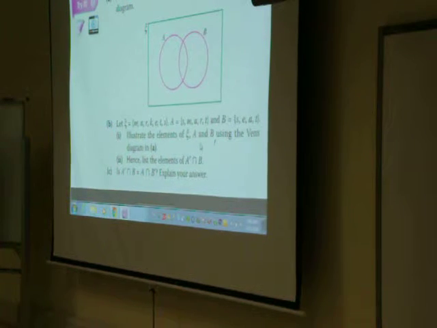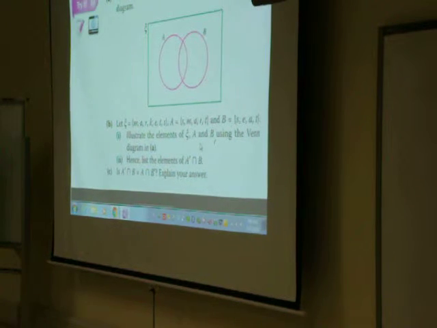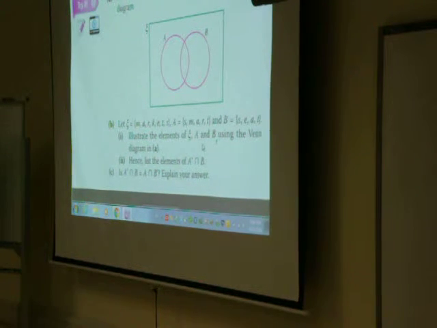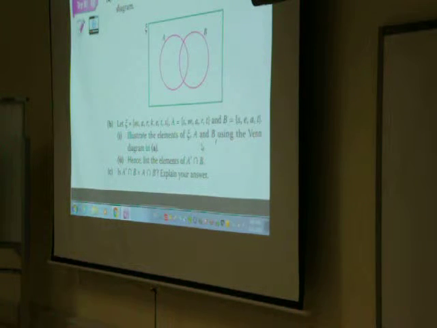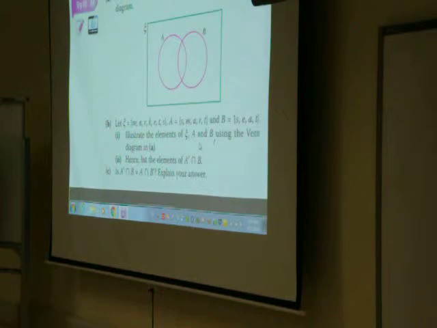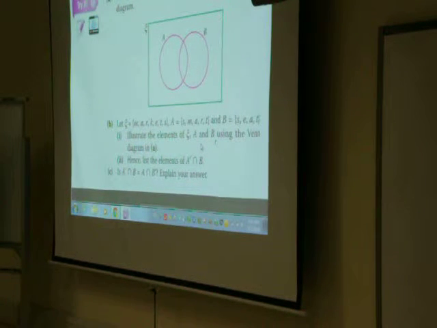What are the elements inside A prime intersect B itself? Yong Wei? E. Can you see it was the shaded part that we did just now? So we just have to list down the element E. Okay, there's a possibility I may deduct mark here if you only write E. Remember, if you want to list down the element, you need to draw the curly bracket. So that's the only other way I will deduct mark.